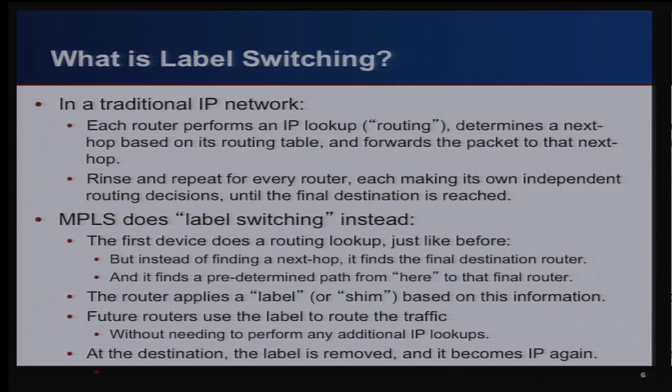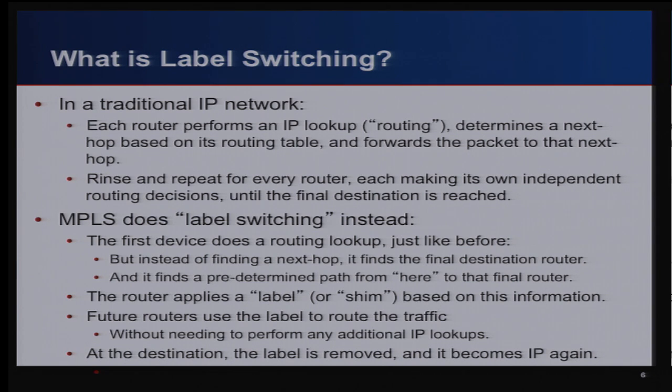So what is it? If you think about the way a traditional IP network works, each router is doing a routing lookup. So each router is making its own independent determination. It does a lookup, comes up with a next hop, forwards it to the next router, and then the next router does the exact same thing. And what you're hoping is that all of your routers are in sync, they've all decided the correct thing, and are all pointing the packet the same way, and eventually it gets there.